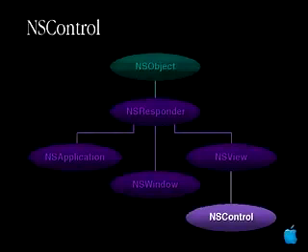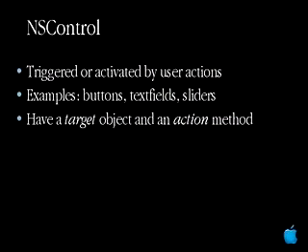OK, so we have one last class to talk about in the core AppKit hierarchy, and that's NSControl. As a subclass of NSResponder, NSControl inherits all the basic infrastructure it needs to handle events. And as a subclass of NSView, it inherits everything it needs to draw. So control combines those two concepts to add this notion of being triggered or activated by user events.